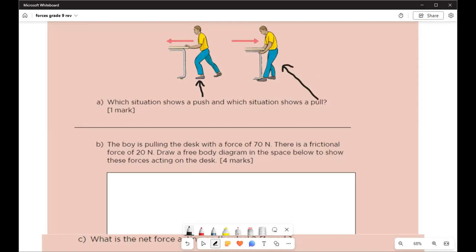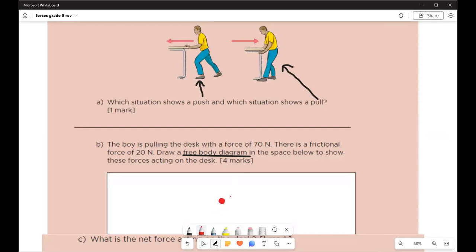We get 1 mark. The boy is pulling a desk with a force of 70 newtons. A frictional force of 20 newtons is experienced. Draw a free body diagram in the space below to show these forces acting on the desk. To draw a free body diagram, you basically represent your object with a dot. A dot always represents an object.